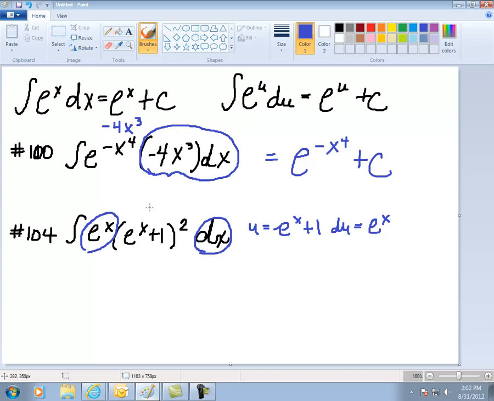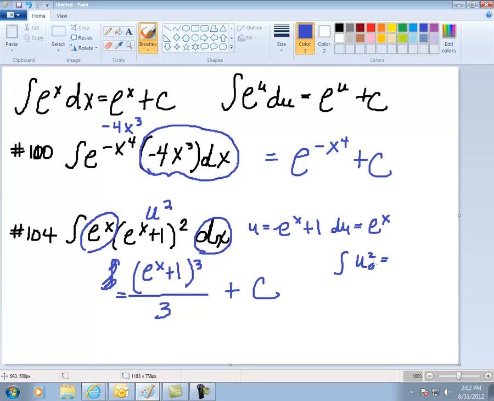But notice I have, if I let this be u, this is u squared. And what do we know about the integral of u squared? It's going to be u cubed over 3. So this becomes e to the x plus 1 cubed divided by 3. Then add your constant. All right, so in essence what we've integrated in this case is u squared du, which we know to be u cubed over 3.